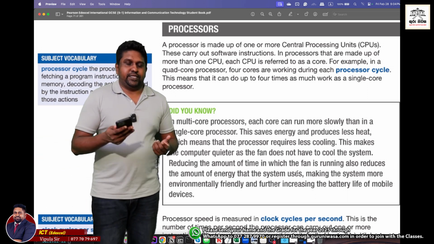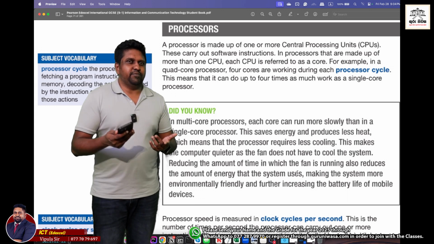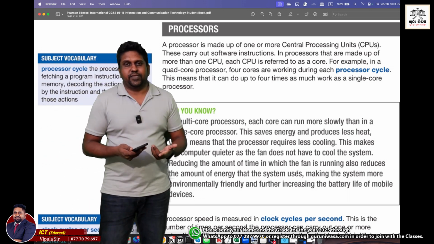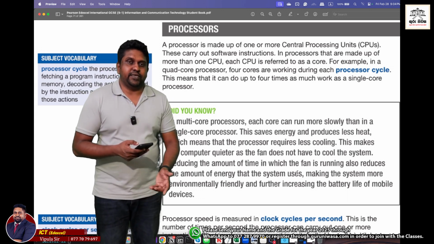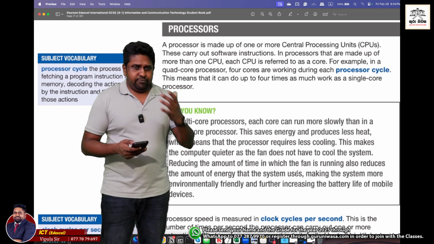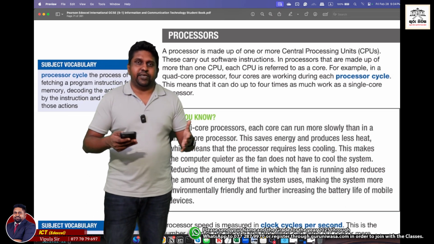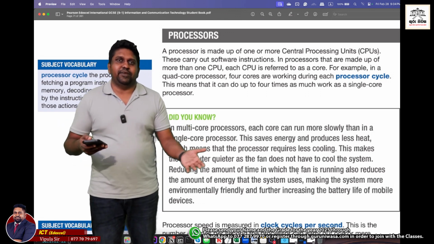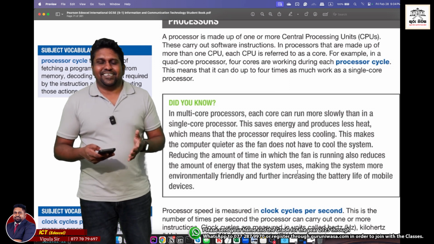I'm not sure of the exact amounts, but there are CPUs which can go up to about 12 cores. The Mac I'm using right now is an M1, and it has 10 cores. When you have multiple cores, the number of clock cycles technically gets multiplied. Technically speaking, that is how it works.